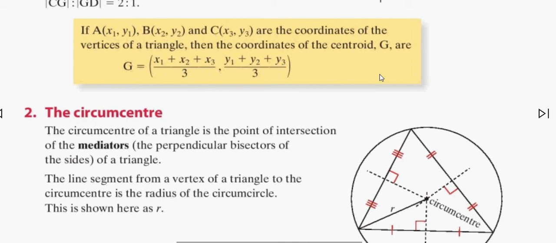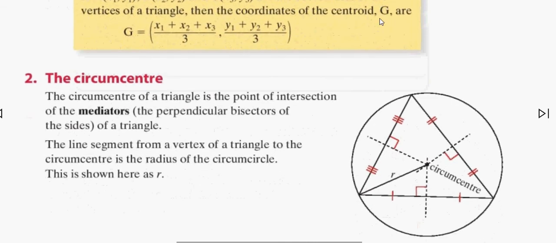Now, circumcenter. This is fun. The circumcenter of a triangle is the point of intersection of the mediators. Mediators are perpendicular bisectors of the triangle. The line segment from a vertex of a triangle to the circumcenter is the radius of the circumcircle. I'm actually going to draw it for you, doing constructions, because you have to do construction eventually. Now, you don't have to do this until 6th year, but I'm going to show you anyway.